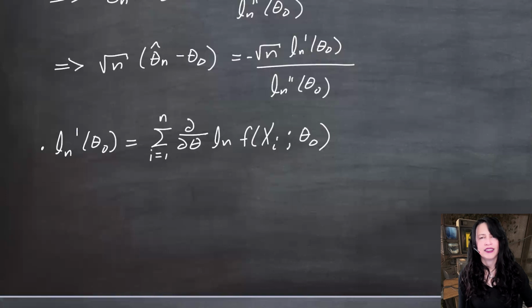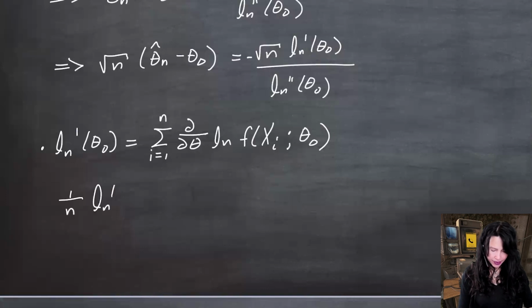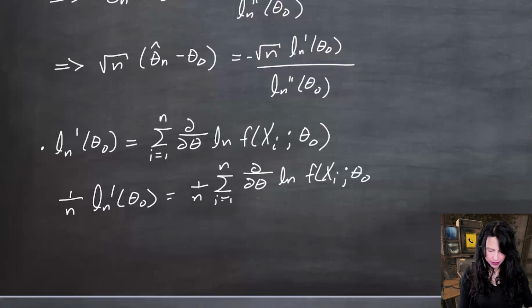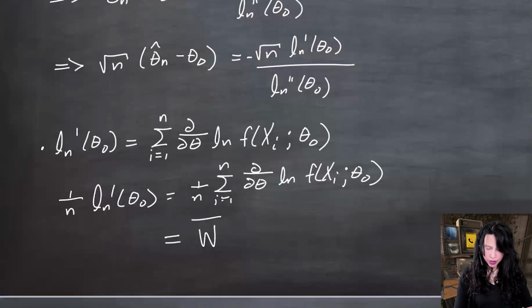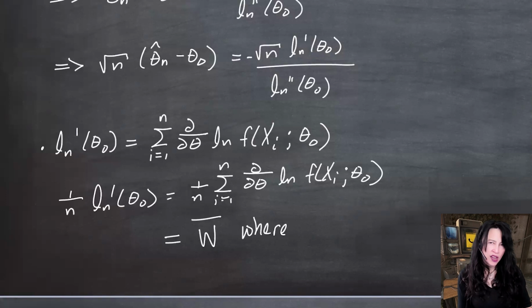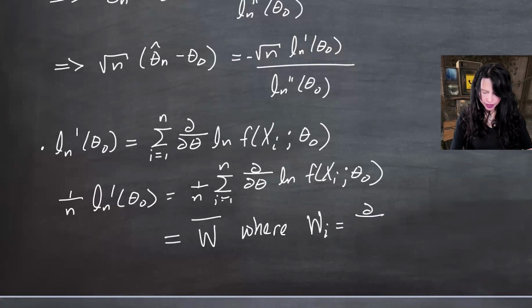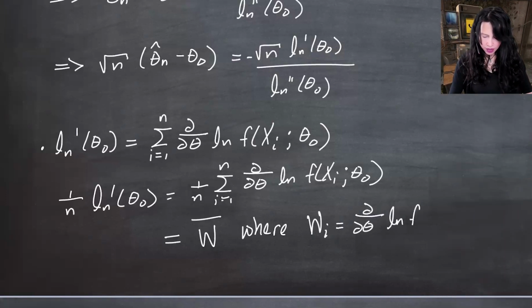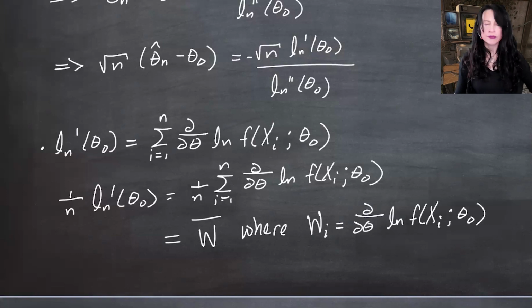I want to get normality. I think we need a central limit theorem. Let's look at 1 over n times this thing. This is a sample mean. This is like a W bar, where Wi is the derivative with respect to theta of the log of the PDF evaluated at capital X sub i and theta naught. I'm going to use a central limit theorem on this sample mean.